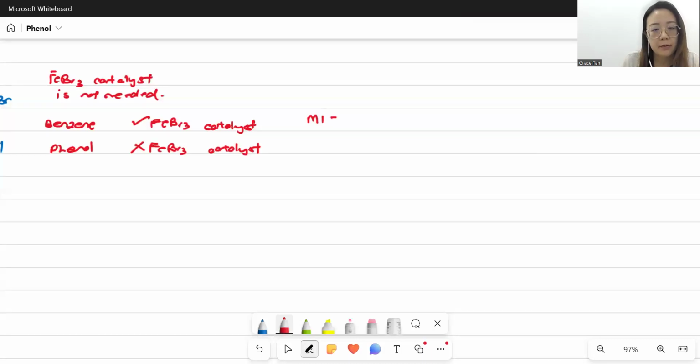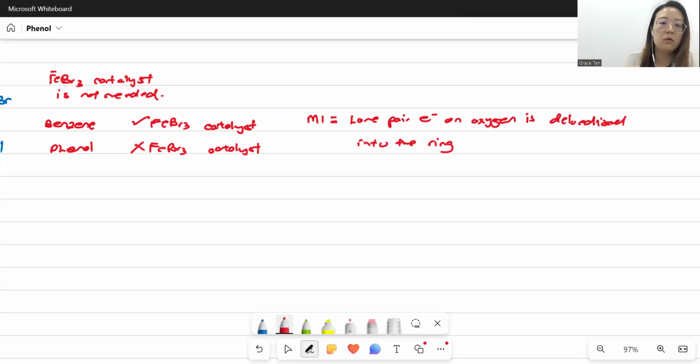The lone pair of electrons on oxygen is delocalized into the ring. So when you have an OH on the benzene ring, the lone pair on oxygen will be delocalized into the ring. Mark number 2. You will increase the electron density in the ring.